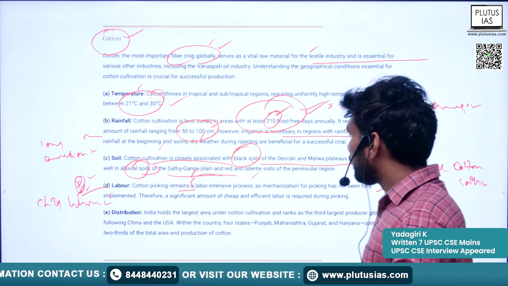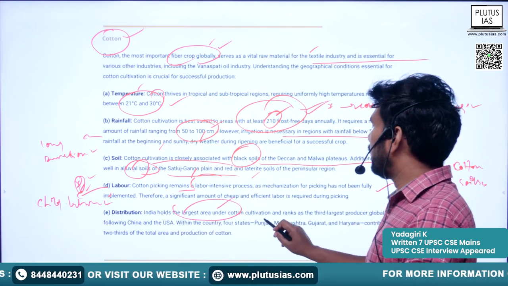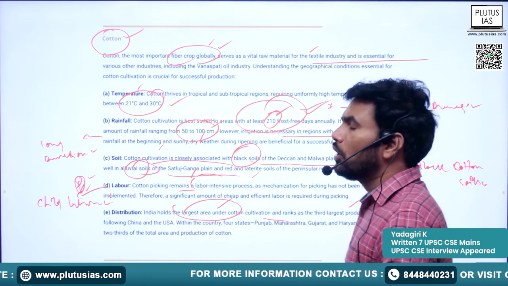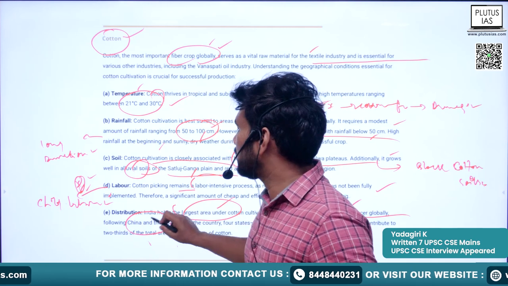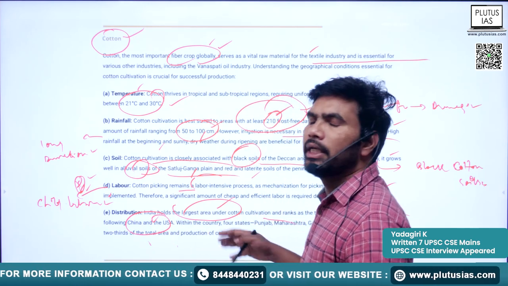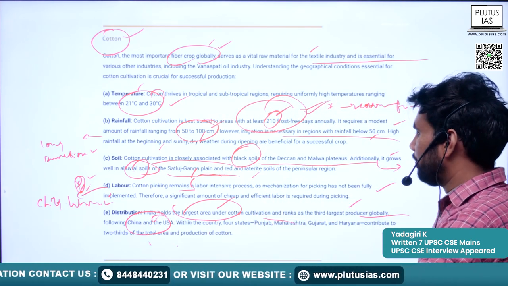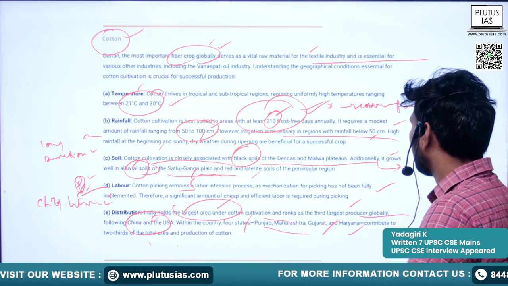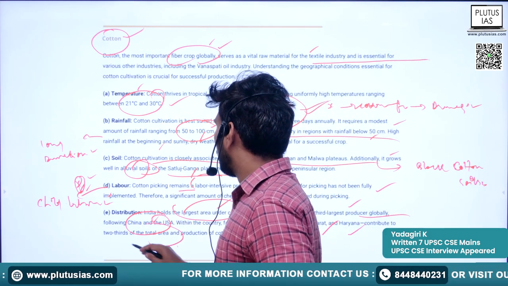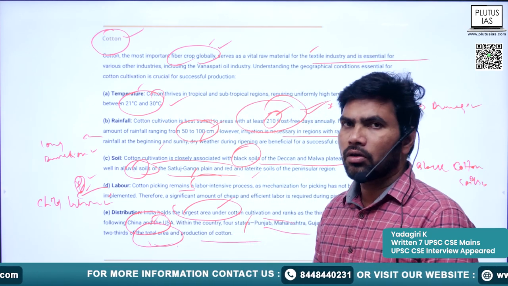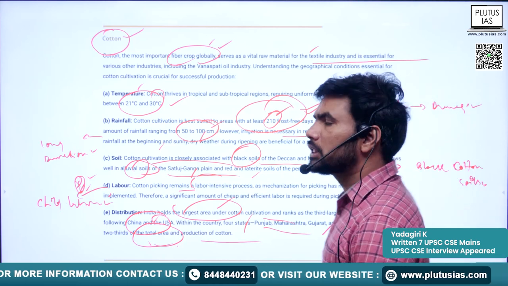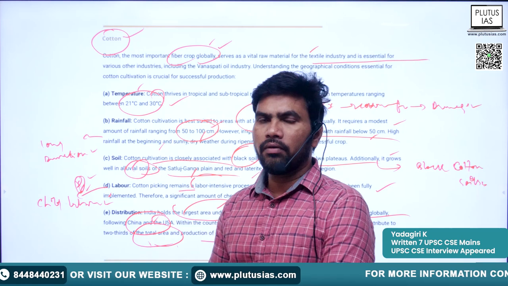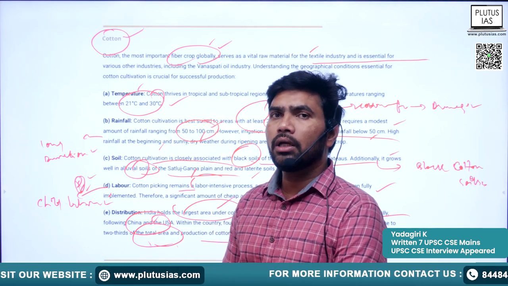Distribution, if you see. India holds the largest area under cotton cultivation and ranks as the third largest producer globally, following China and USA. So after China and USA, India is the third country in total production. Within the country, four states, Punjab, Maharashtra, Gujarat and Haryana, contribute two-thirds of the total area and production of cotton. However, the southern states like Telangana, Andhra Pradesh and Karnataka have also started extensively growing cotton.